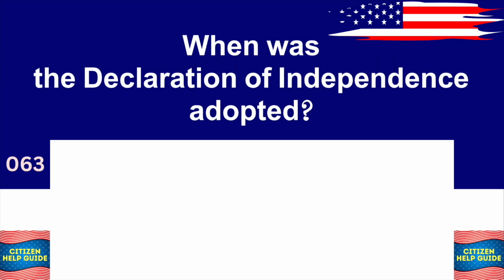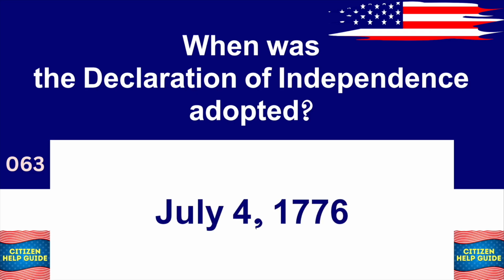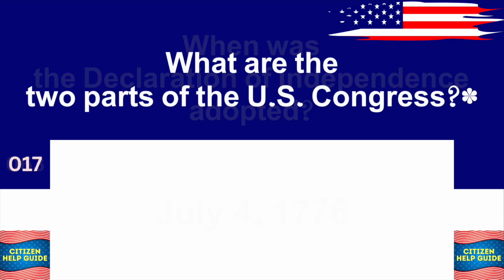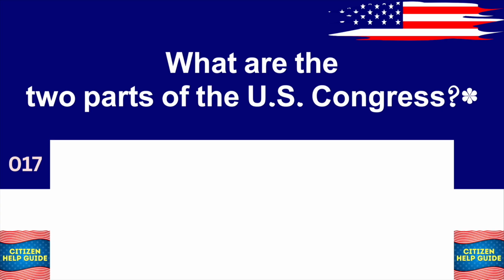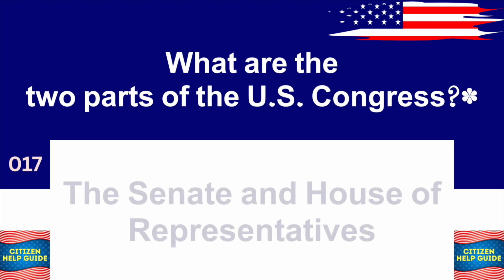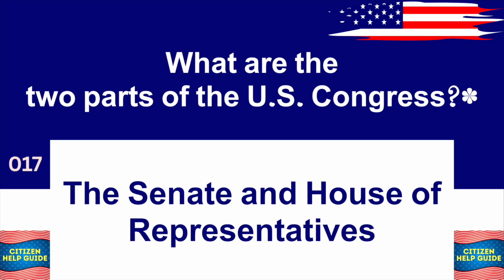When was the Declaration of Independence adopted? July 4, 1776. What are the two parts of the U.S. Congress? The Senate and House of Representatives.